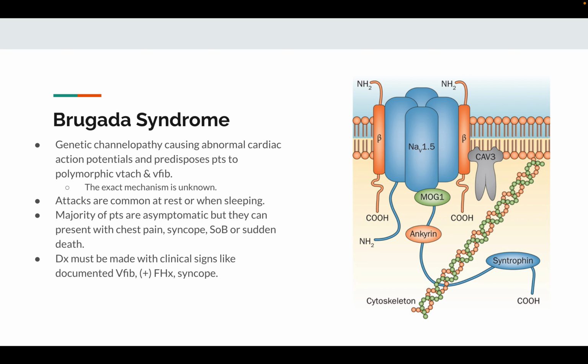But what we need to know in the ER is that these attacks are most common at rest or when sleeping, and the majority of patients are actually asymptomatic, but they can present with chest pain, syncope, shortness of breath, or even sudden death. However, Brugada pattern can be seen on an EKG, but in order to be called Brugada syndrome, you need to also have a clinical indication for Brugada syndrome. This can be like a documented ventricular arrhythmia, a positive family history, or even just a history in the patient of syncope.